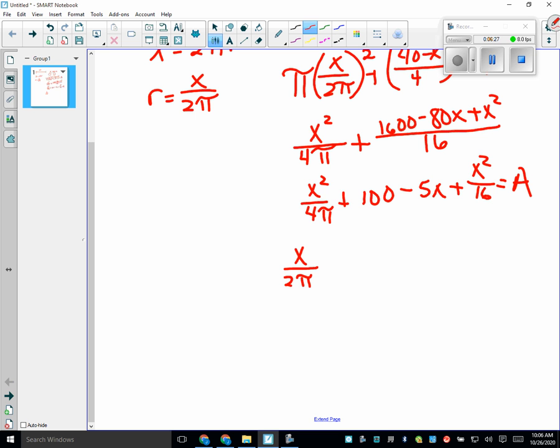Wait, where did you get the 5? Derivative of 5x. The derivative of 100 is 0. That's what I assumed. But how do you get 2 pi? Oh, because it goes 2x, the 2 and 4 cancel out.